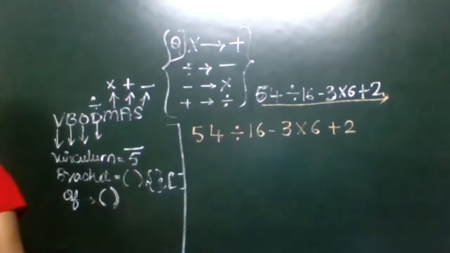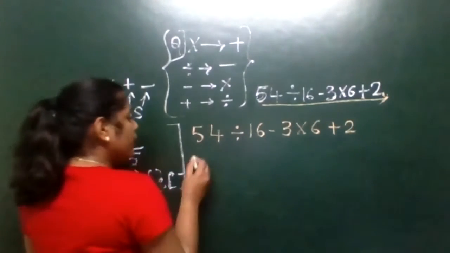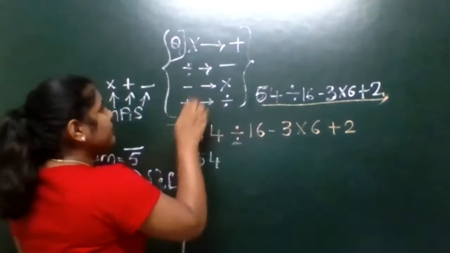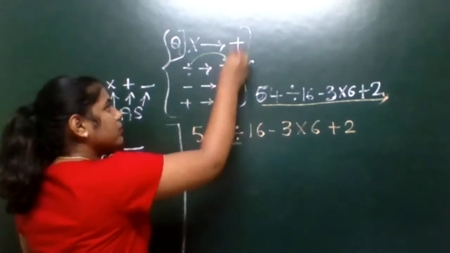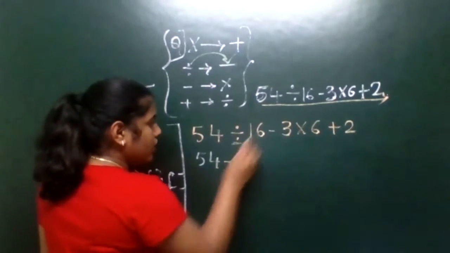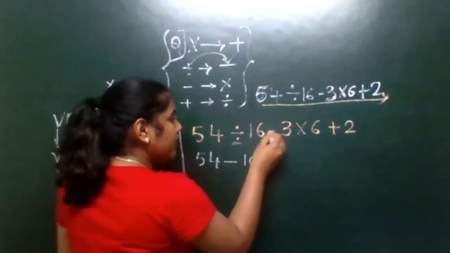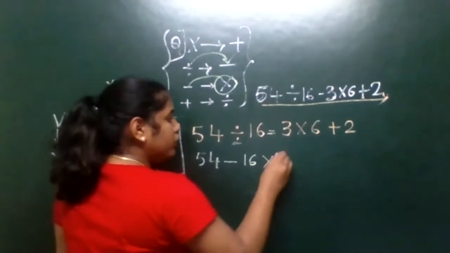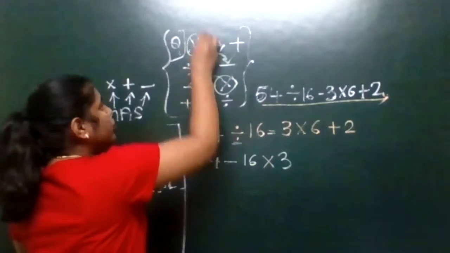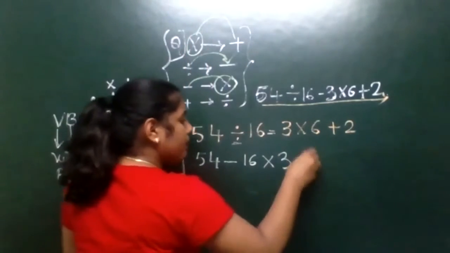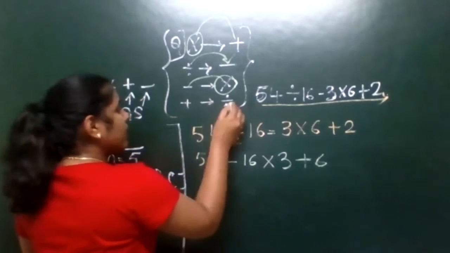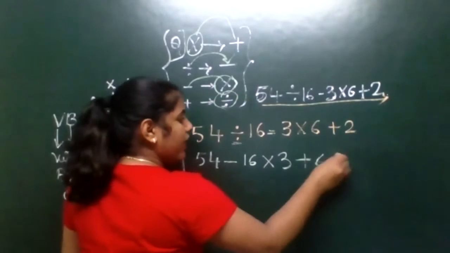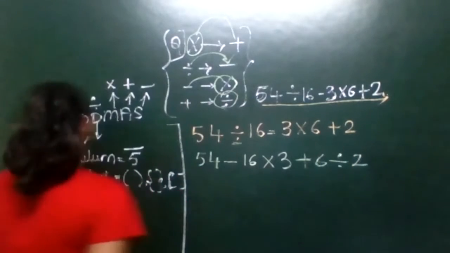What is my second step now? See, 54 as it is. Where is division? In the place of division, I have to write minus. Okay, minus 16. In the place of minus, I have to write into. Into 3. In the place of into, I have to write plus. In the place of plus, I have to write divided by 2. This is the second step.